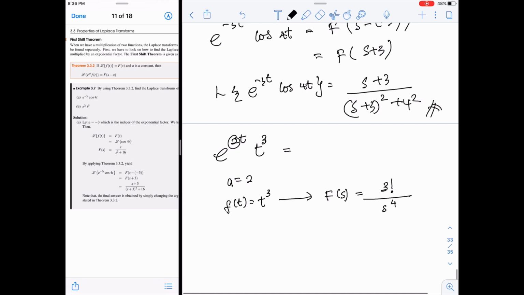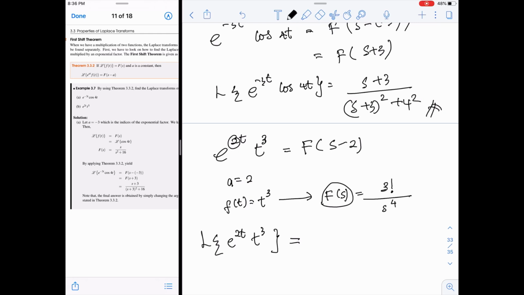Okay, so the answer according to the first shift theorem, you will get your answer in terms of F(s minus a). So your a is 2. So the answer you will get when taking the Laplace of e to the power of 2t times t to the power of 3 is, you just take the F(s), but in every s over here must have s minus 2. So you simplify the 3 factorial, you will get 6, and for the s you will have s minus 2 and the power 4 remains here. So this is the answer.